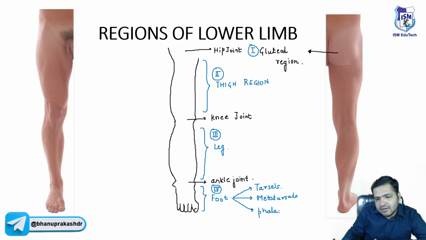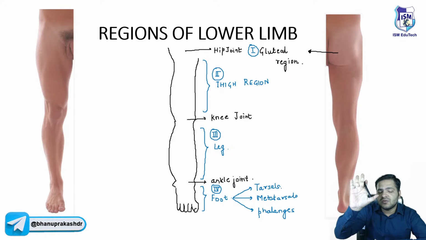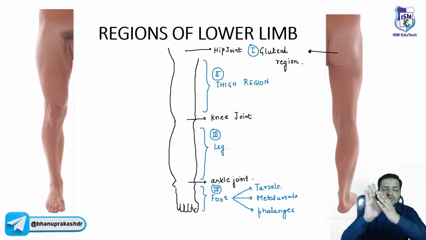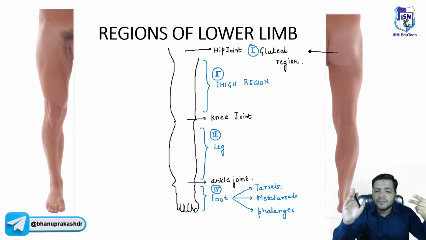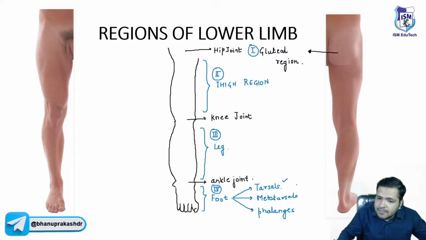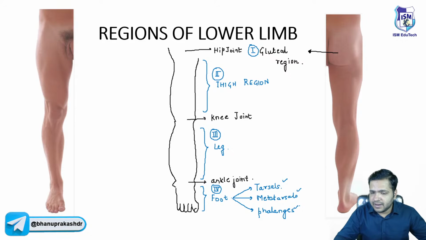If we compare it with the upper limb, in the hand, above the wrist joint, it is all hand. We have carpals, metacarpals and phalanges. In the foot we have tarsals, metatarsals and phalanges. We will be discussing this in detail. So we have the gluteal region around the hip, the thigh region, and the leg and foot.